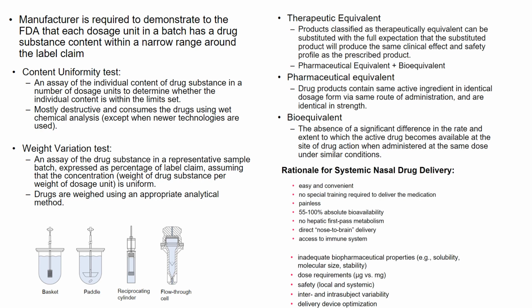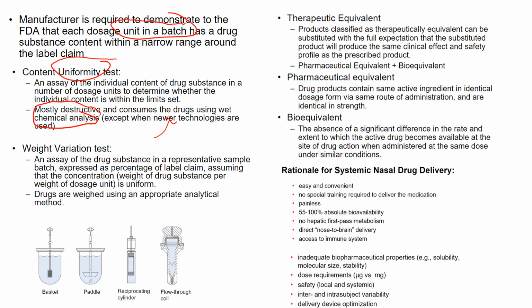I think the biggest thing is that the manufacturer must show that each unit in a batch has the same drug content on average. There's two ways to do this. There's the content uniformity test. This will essentially break up the substance and test what's in it using chemical analysis. I think there's some microscopy that can be done as well. I think that's what the newer technologies is referring to, but I don't think that's super important.